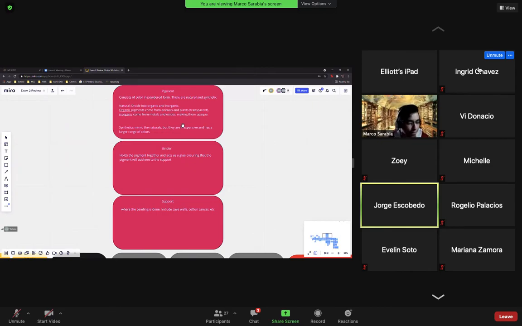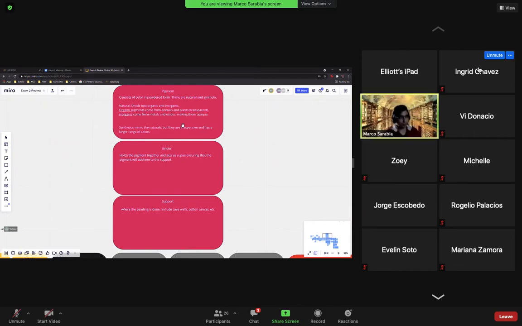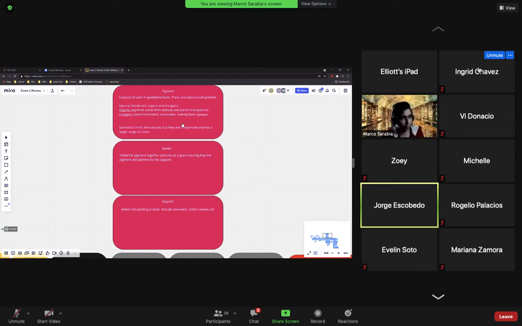Okay, so pigment consists of color in powder form. There are natural and synthetic. Natural, divided into organic and inorganic. Organic pigments come from animals and plants, transparent. Inorganic come from metals and oxides, making them opaque. I'm not sure if I said that right. Oh, yeah, you got it right. And then synthetics mimic the naturals, but they are inexpensive and have a large range of colors.